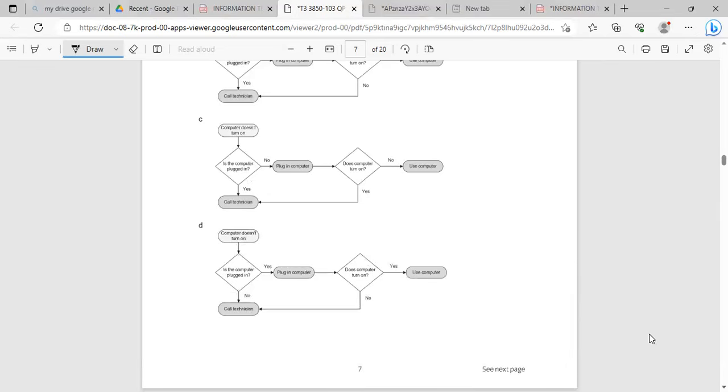All right, let's look at this one now. Computer doesn't turn on. Is the computer plugged in? Yes. Plug in the computer.